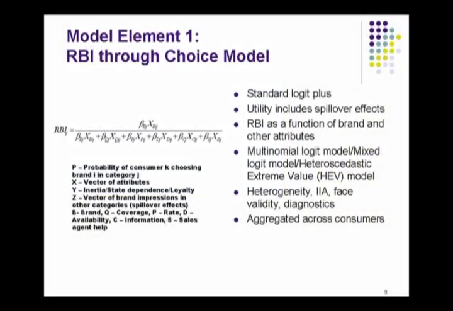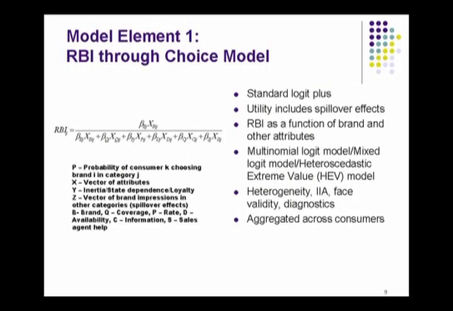So let me start with the first element of the model, that is the computation of relative brand importance through choice model. Now, all of you may be familiar with the standard logit, but what we do over that is that we simply take the utility deterministic part and try to include the spillover effects of the brand, effective brand in one category than on the other. So for example, in the choice model for auto, we will have the effects of life and home brand on the choice of the auto brand.